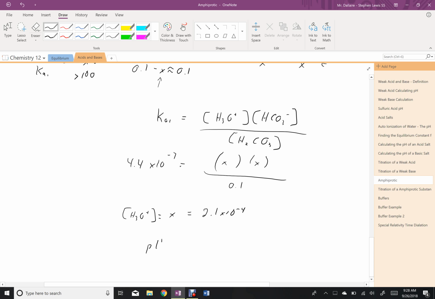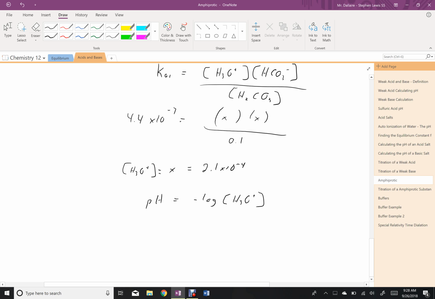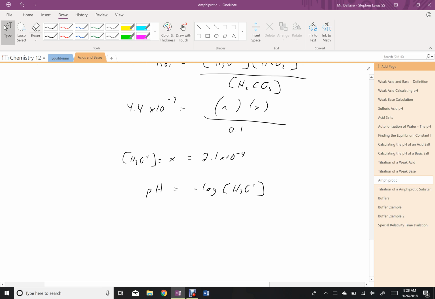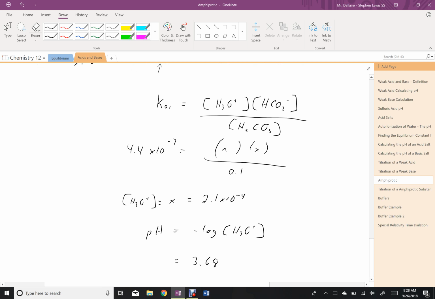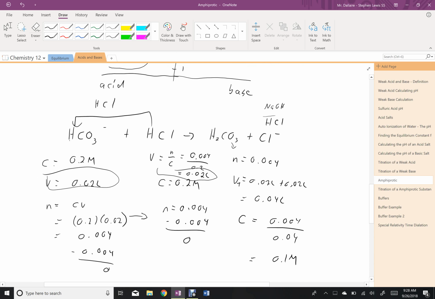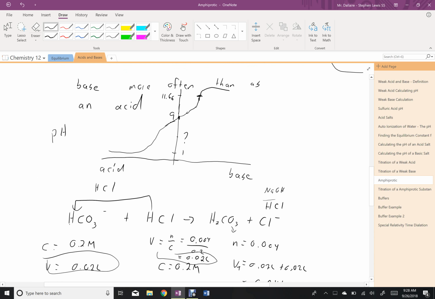So I can calculate my pH directly. So I get a pH of 3.68. So that is my other equivalence point.